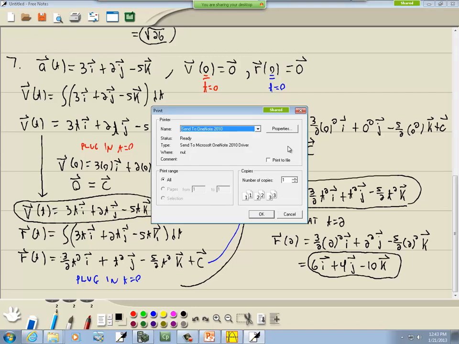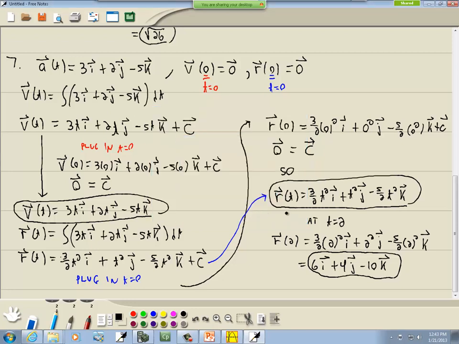Let me save that. That one is kind of boring because our initial conditions given were both 0 vectors. The next two will be a little bit more exciting.